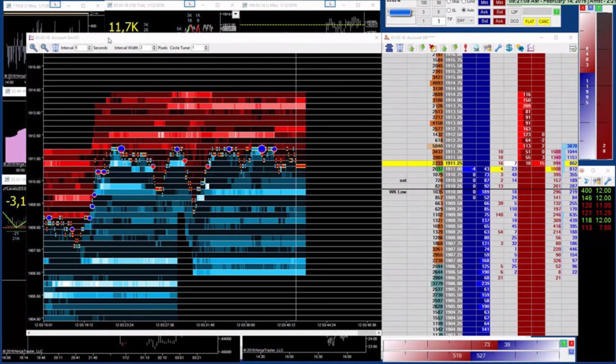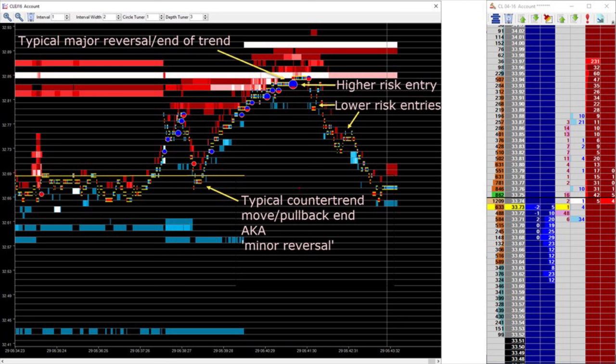Now, I like to separate turns in the market into major and minor reversals. So a major reversal would be one that initiates a new intraday trend, and a minor reversal would be a simple pullback. So the end of trend moves are generally much busier. There's more trading involved in reversing an intraday trend than a pullback. There's more people engaged there, and it also means it's a spot where you're going to find more predatory traders.